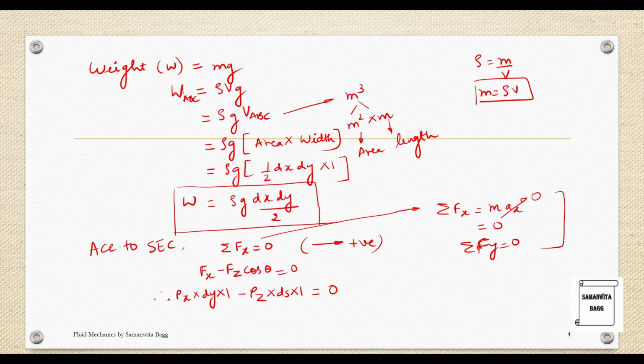Anyways, it will have no significance. It is just multiplied with a value and it's the same value itself. So let's talk about this ds. Now if you see the wedge shaped element, it is something like this. This is theta, this is dy, this is dx, and this is ds.